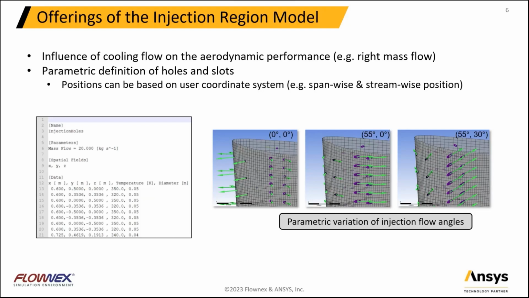It is also worth mentioning that a local coordinate system, for instance, a turbo coordinate system with a span-wise and a stream-wise coordinate between 0 and 1, can be used to define the hole positions. Hence, it is pretty easy to map a certain hole pattern of one blade to another one. In addition, the injection hole angles can be set parametrically based on a local blade surface, which means radial and tangential flow angles can be specified, as you can see in the lower right pictures.